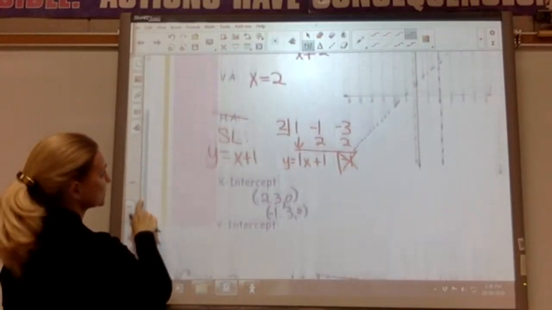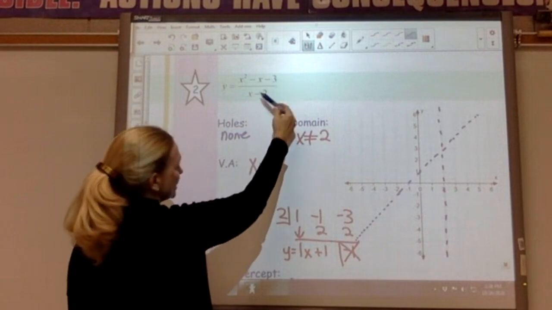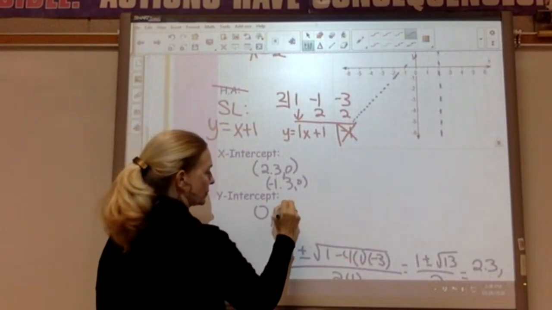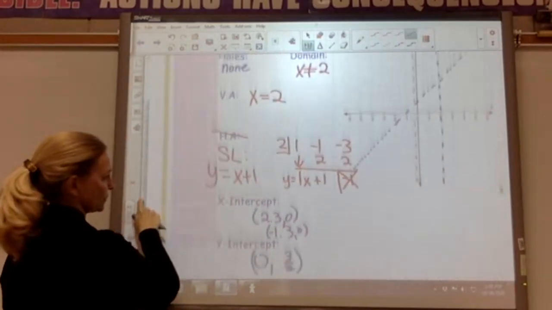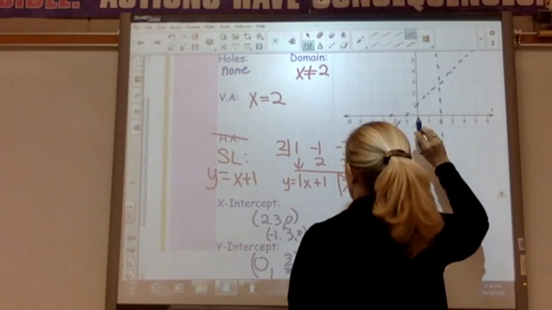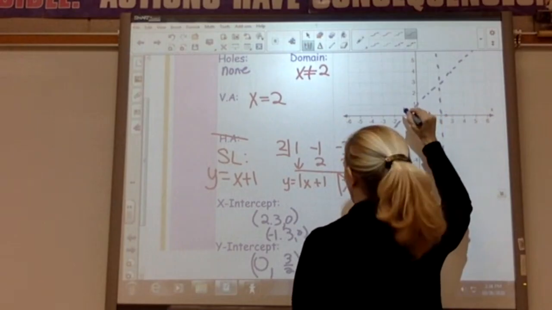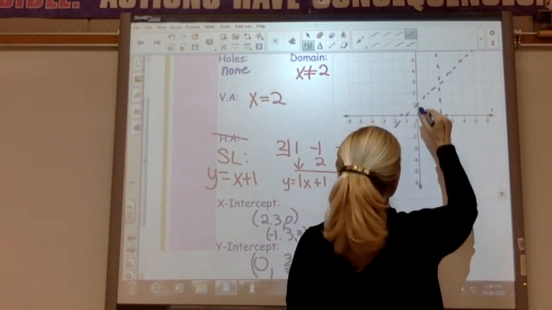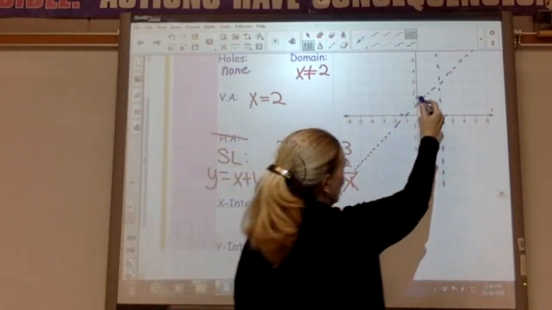Right. And then the y-intercept, if you plug in 0 for all these x's, you're going to get negative 3 over negative 2, which is a positive 3 halves. So the y-intercept is 0, 3 over 2, which is 1.5. So I'm going to graph these points. Positive 2.3, sorry, and negative 1.3. And then 0 and 1.5. That's right here. All right, so these points are probably enough for me to draw this.